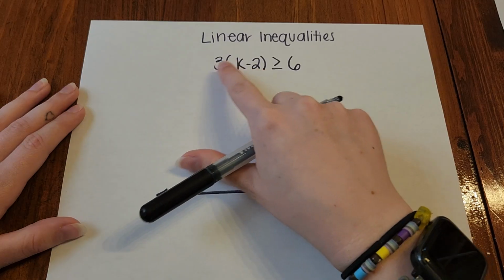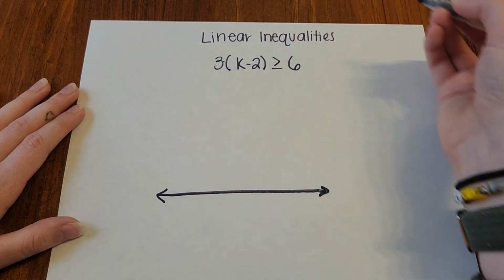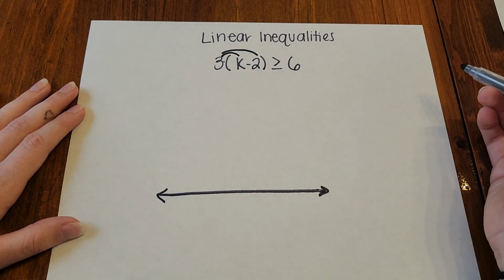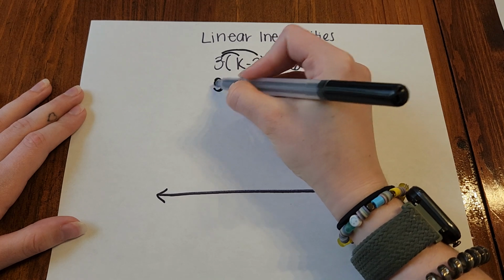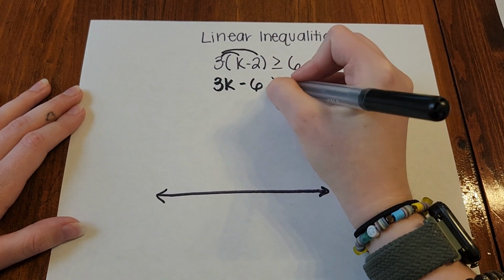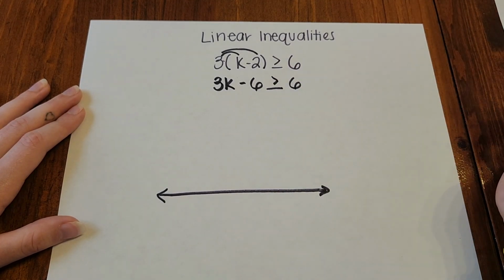our parentheses. Anytime there's a number right outside of our parentheses, it means multiplication. So we're going to take this 3, we're going to multiply it to our k, and to our -2, which is going to give us 3k, and 3 times -2 is going to give us -6. And then the rest, our sign and this other 6, are just going to come down.